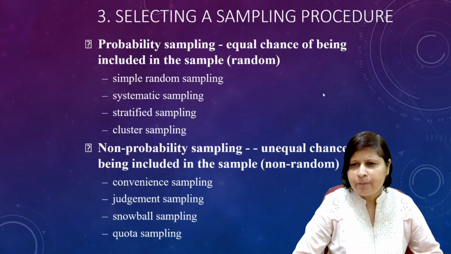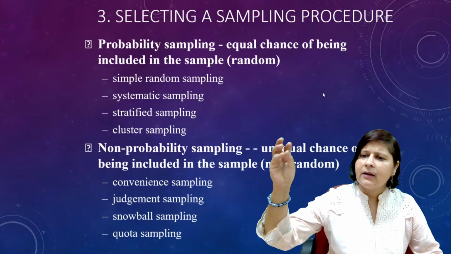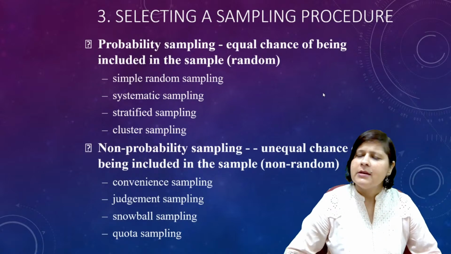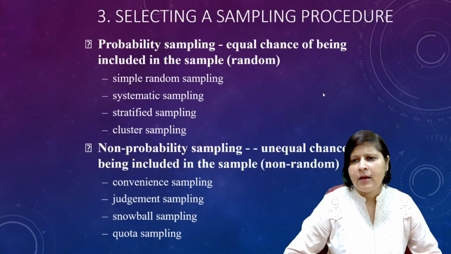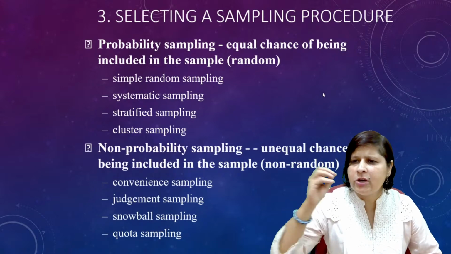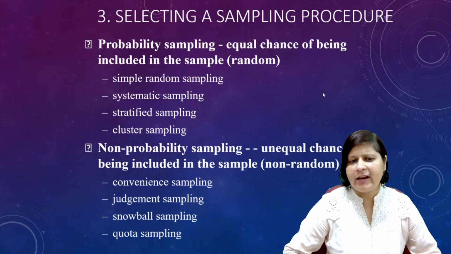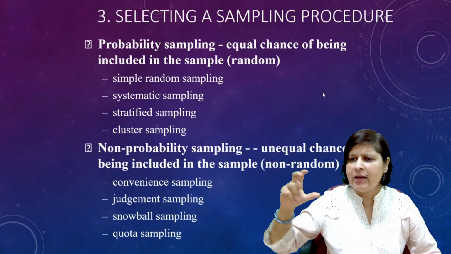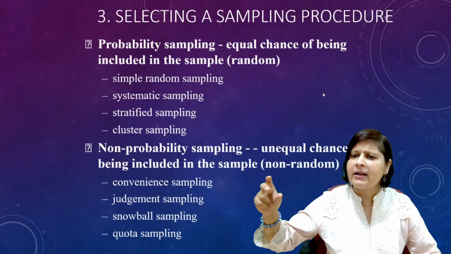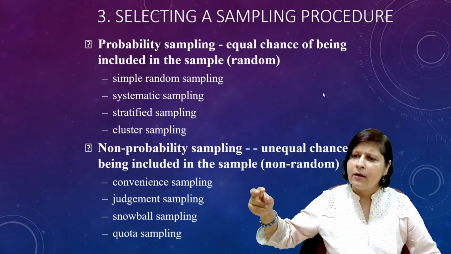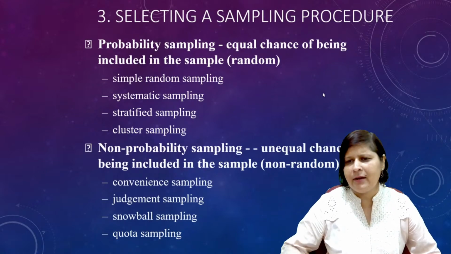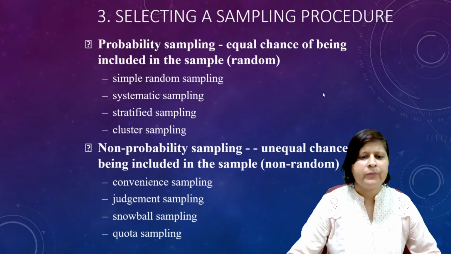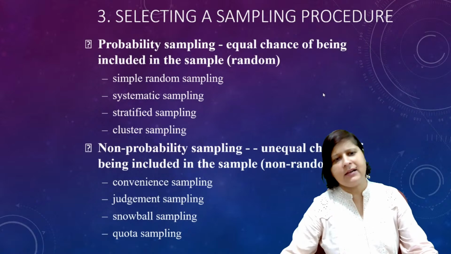Simple random sampling is when you select anyone as a sample randomly. Systematic random sampling: there is a system. The first unit, the first sample, you select randomly, then you select every kth unit. There is an interval size given, and then you select each and every sample with the help of that interval, right? Stratified sampling and cluster sampling.